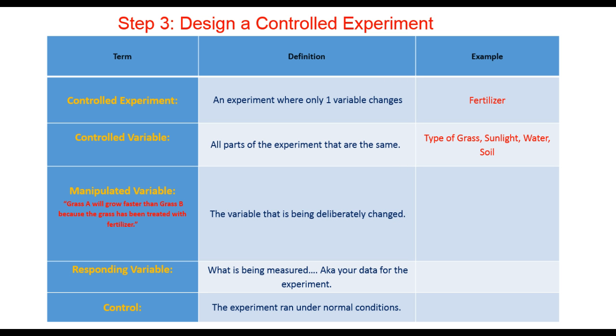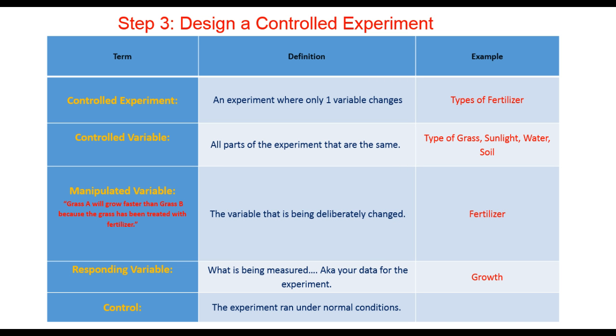Next is our manipulated variable, the variable that is being deliberately changed. In this case, the variable that's being deliberately changed is the fertilizer. The responding variable is what is being measured because the fertilizer is being added, or because the manipulated variable is being added. This is our data for our experiment, and our data is growth. We're adding fertilizer, and what's going to respond to the fertilizer? The amount of growth in the plant.